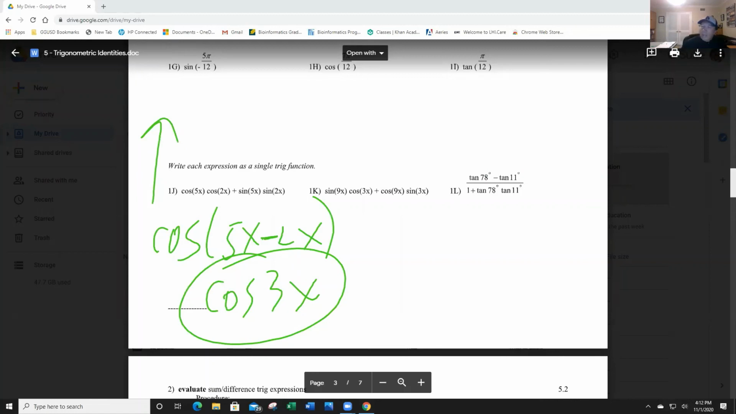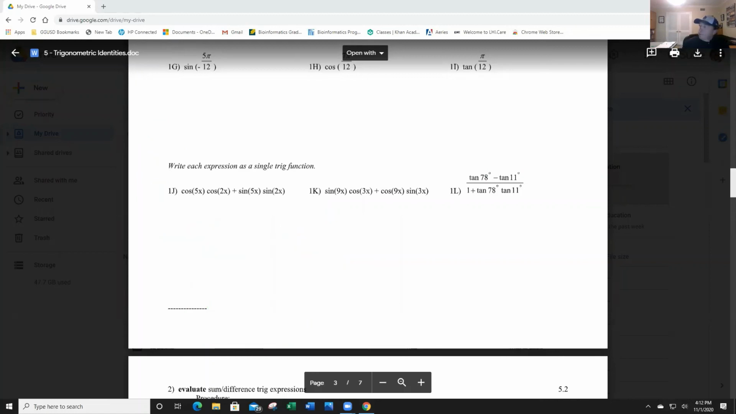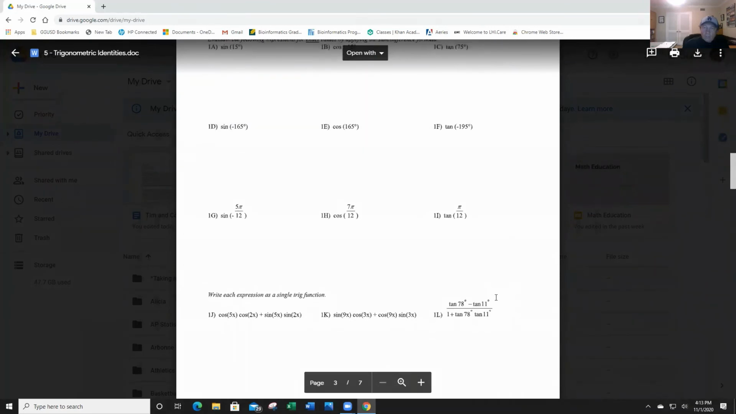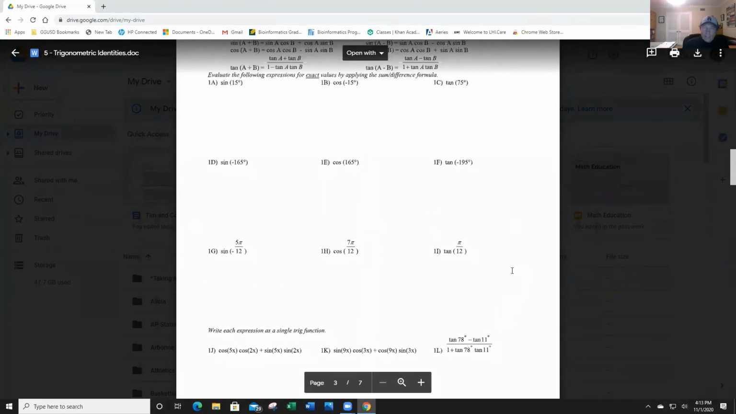Clear that. And now what I'm going to do is make this even smaller for us. See if I can get it all in at once. Maybe I can. Yeah, I think I got it. Okay, good. Perfect. All right, next one.